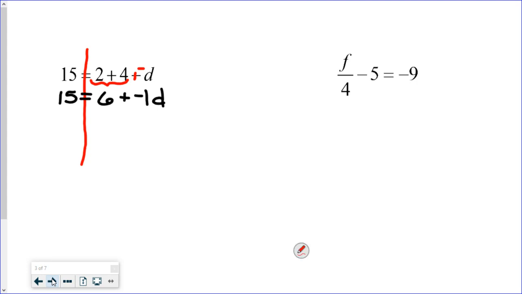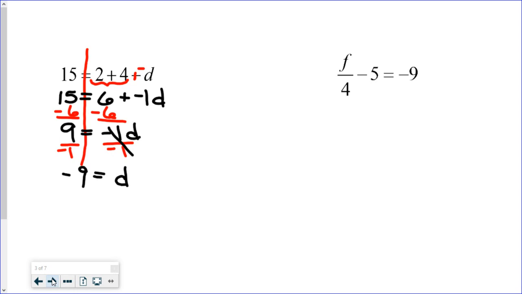Okay. So now step 1, get negative 1d by itself. So I'm going to minus 6 because it's a positive. So what is 15 minus 6? If you're unsure, I know you all have your calculators ready, and you have a negative 1d there. Now, I don't want a negative d or a negative 1d, so I just need to divide. Negative 1 cancels out. 9 divided by negative 1 is negative 9 equals d. Easy peasy, right? I hope so.